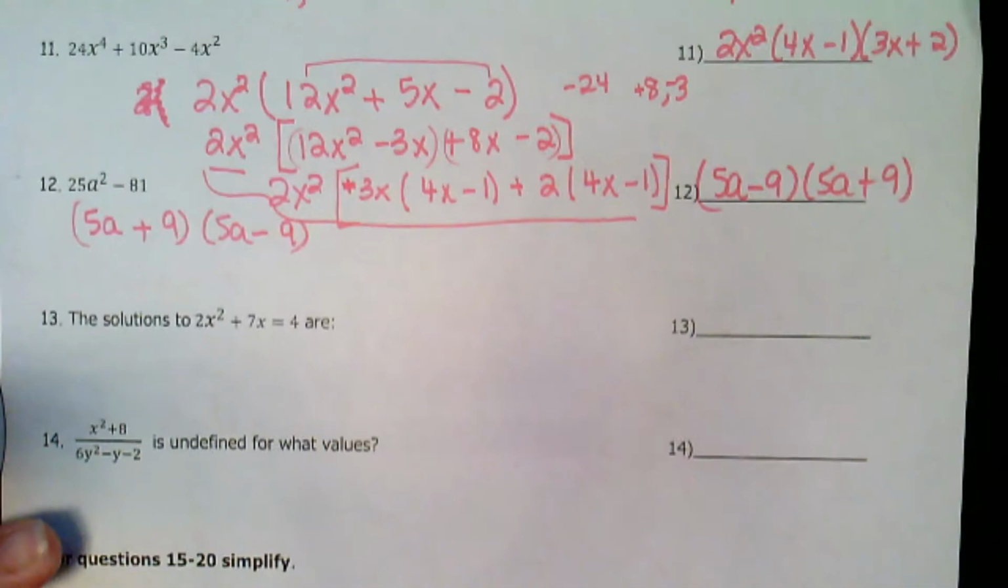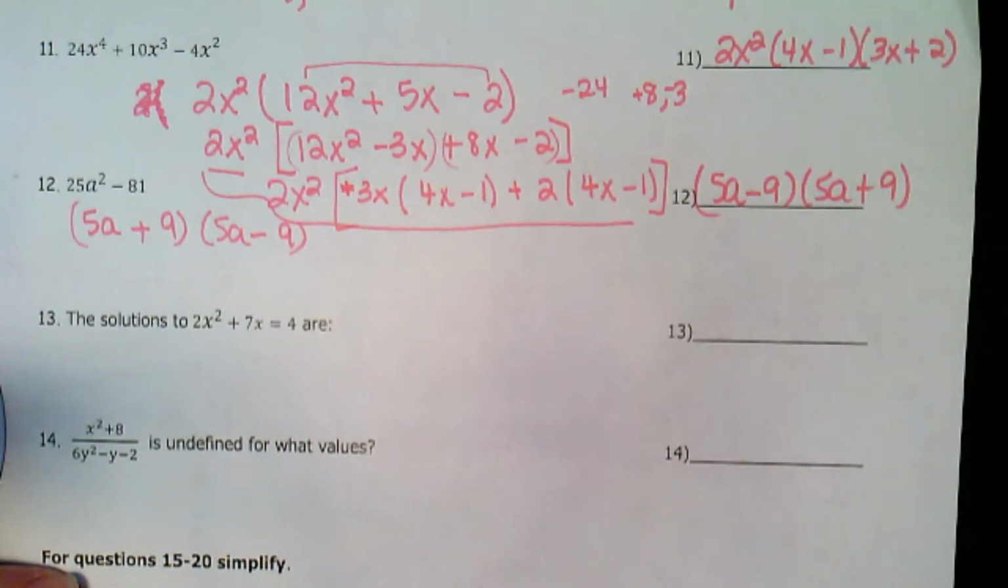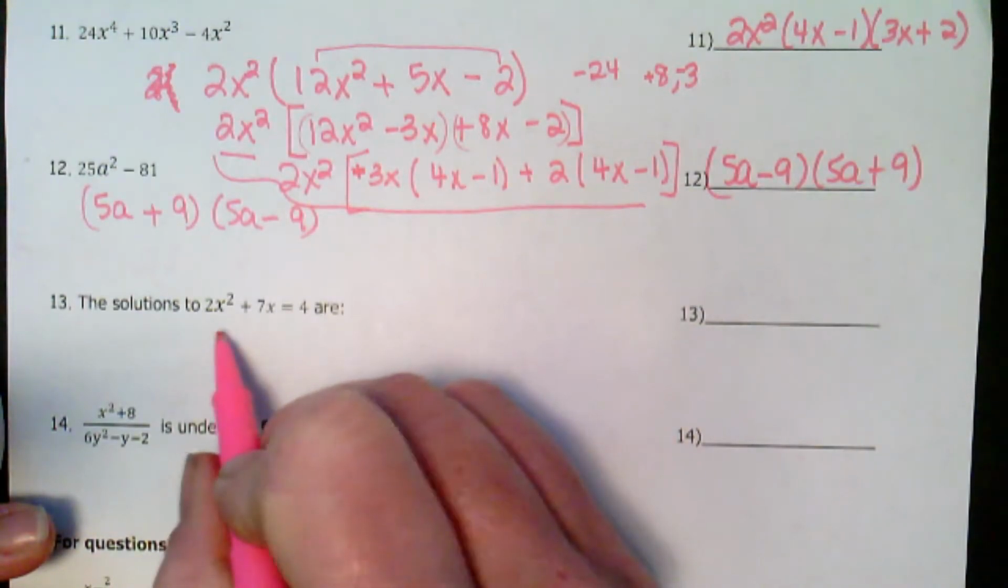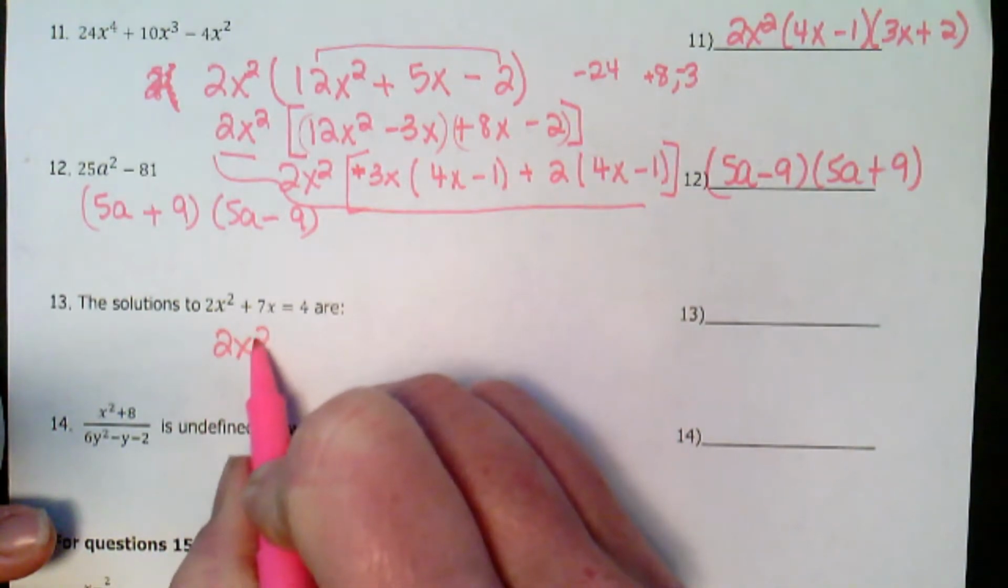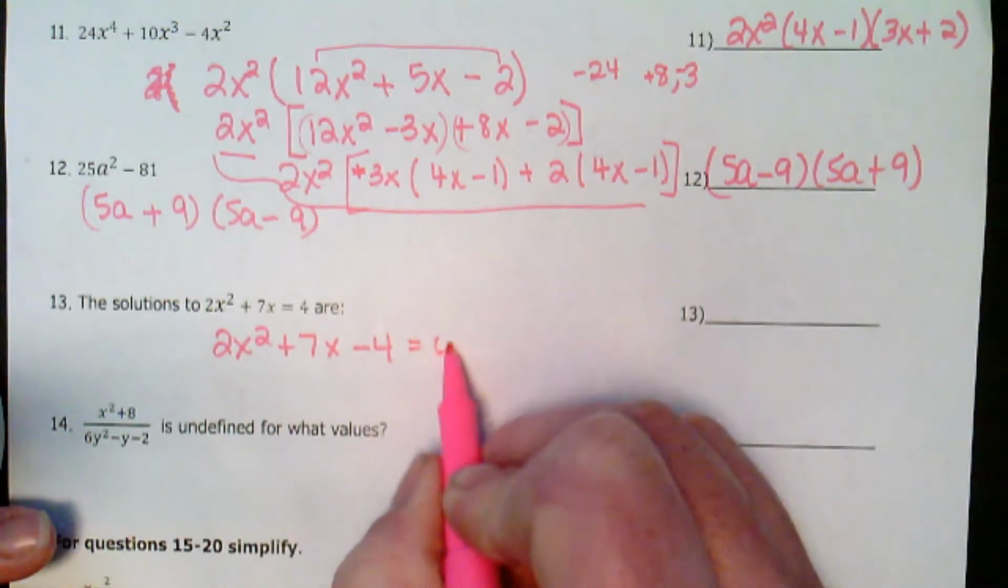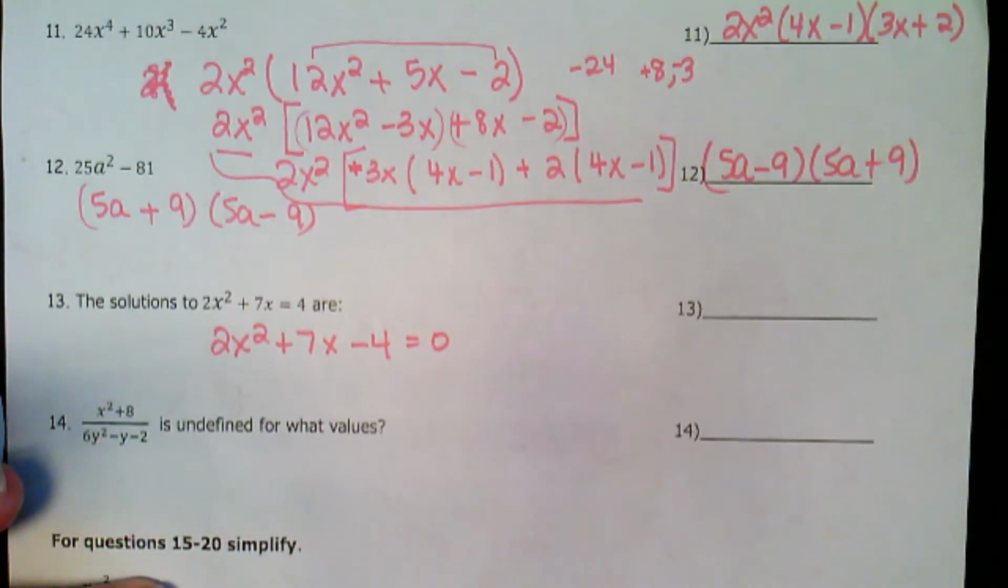Alright, number 13. Solve 2x squared plus 7x equals 4. So to be able to do this, we want to factor it. To be able to factor it, though, we want all our numbers on one side. So let's see if we can factor this.